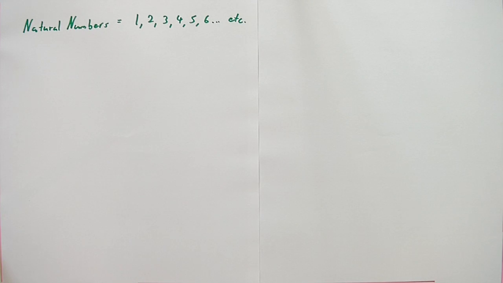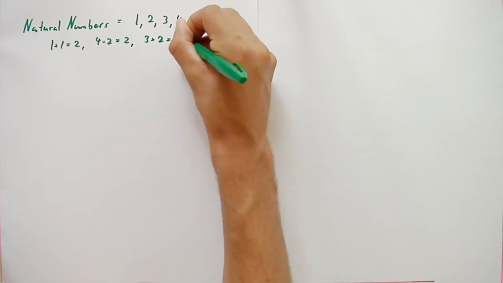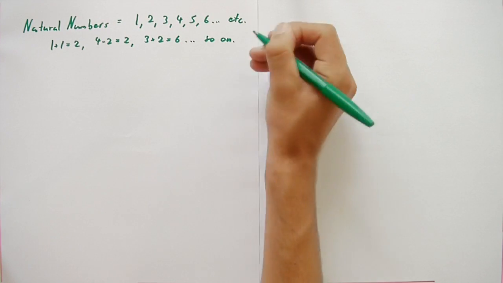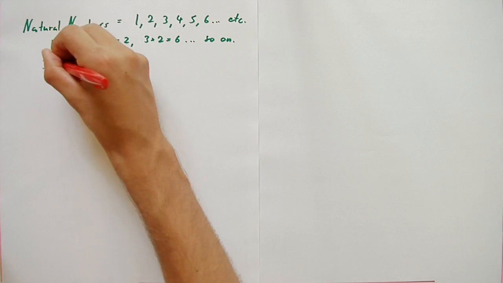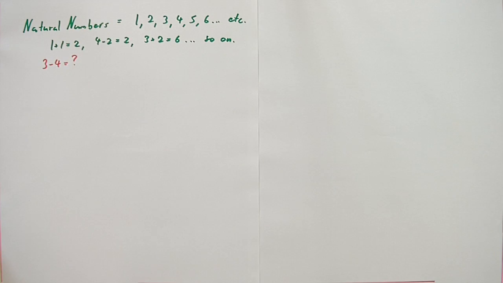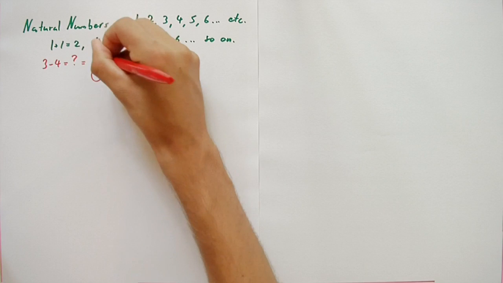These numbers are really useful, right? I mean, you can add them, you can subtract them, you can multiply them, and so on. But you do run into some big problems very quickly with these numbers. For example, what if I ask you, what's 3 minus 4? Now you know that 3 minus 4 is minus 1, but what exactly is minus 1?